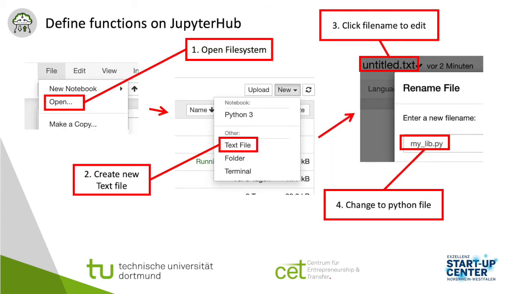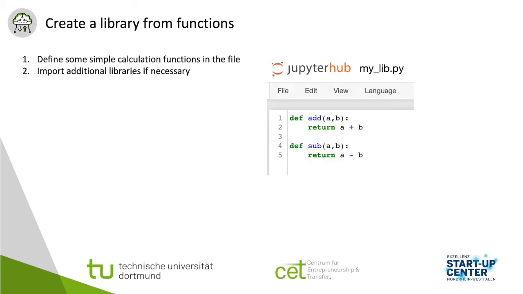Now we will show how to create a new library. First, a Python file must be created. To do this, the file system is opened via File and Open. Afterwards, a text file can be created over the New button on the right side. The text file must now be renamed to the library name and the .py format. At this point, any Python function can be defined.